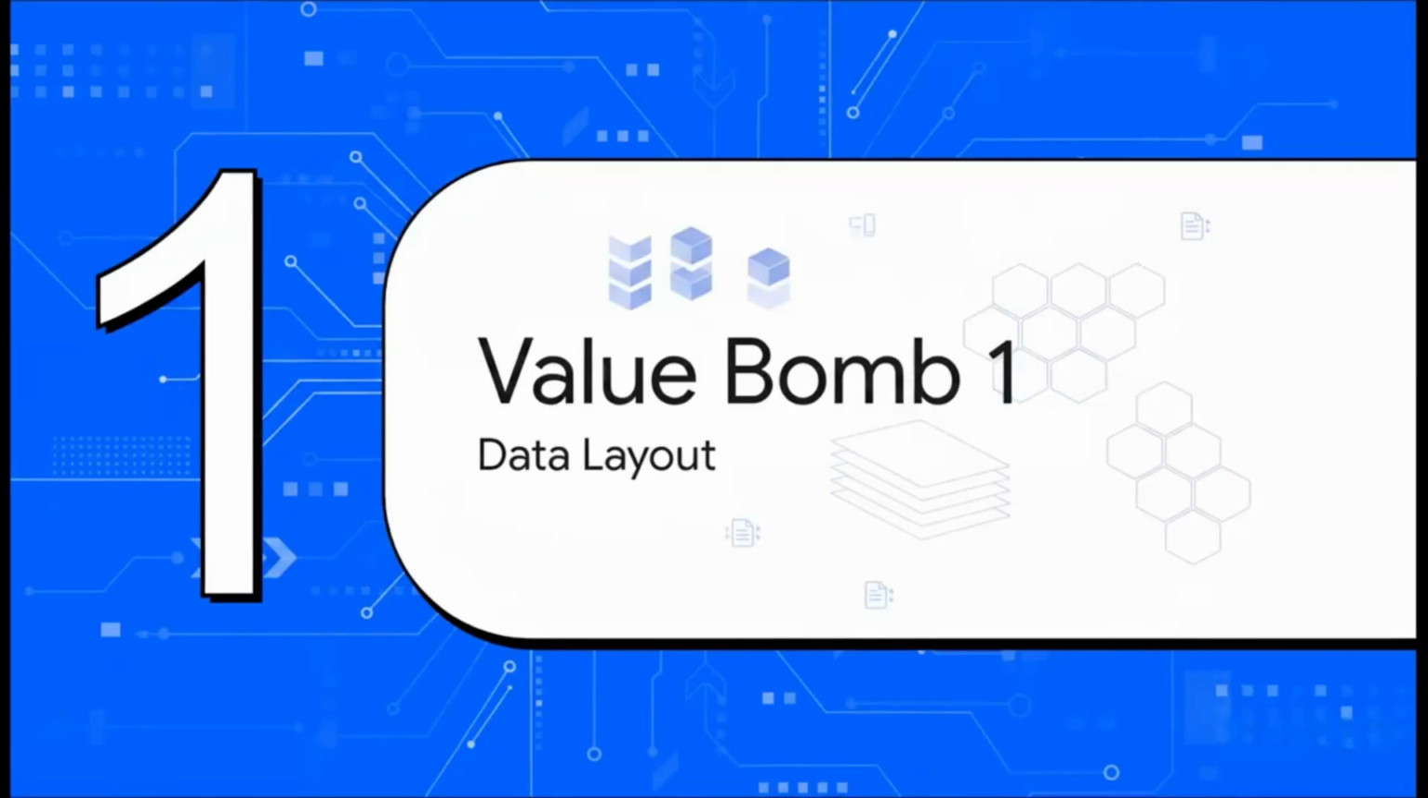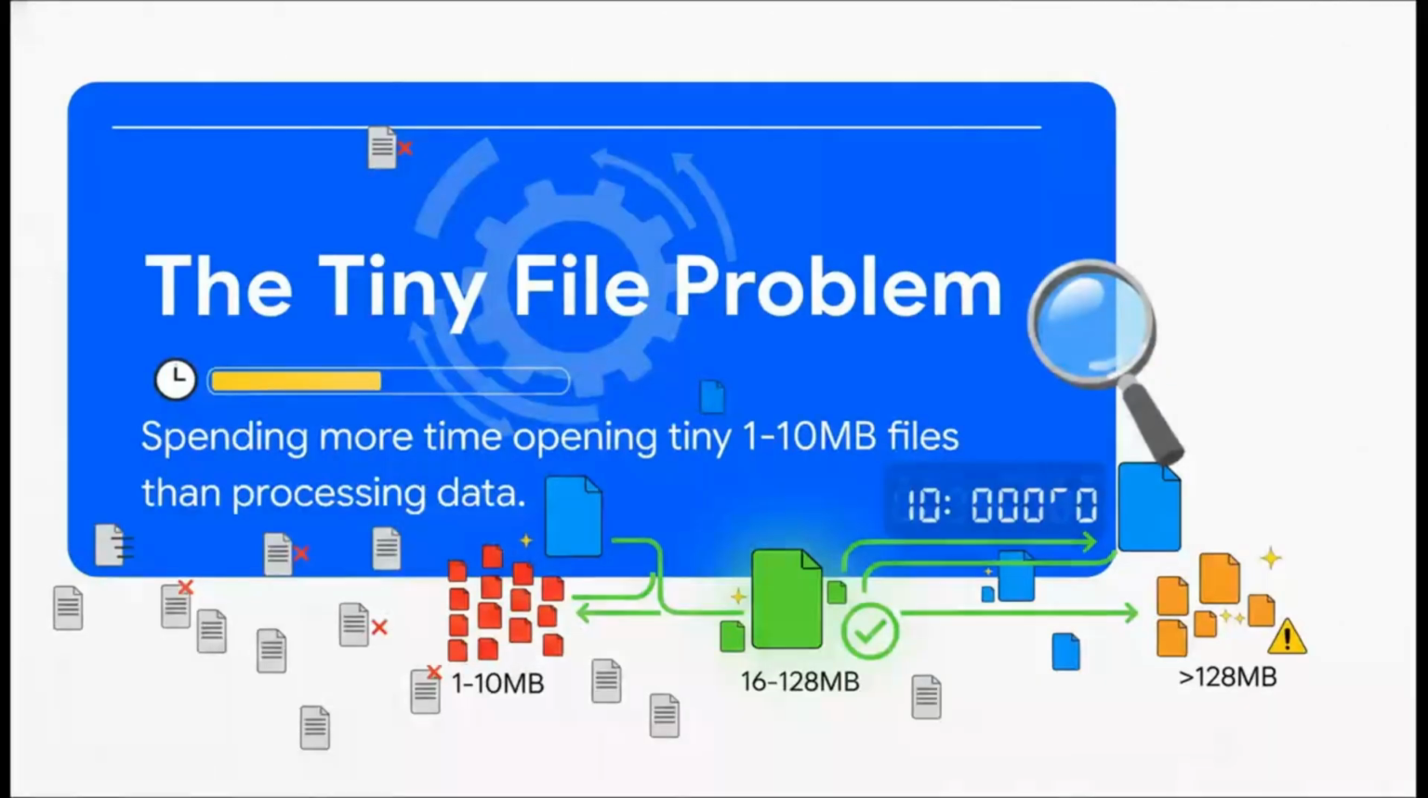Value bomb number 1, data layout. Right off the bat, we have to talk about the tiny file problem. Spark and Databricks read data in files. If you have a million tiny files, like let's say they're 1 to 10 megabytes each, your job is literally spending more time just opening and closing those individual files than it does doing the actual work of processing your data. It's a massive, massive I/O bottleneck. The sweet spot you actually want to be aiming for is somewhere between 16 and 128 megabytes per file.